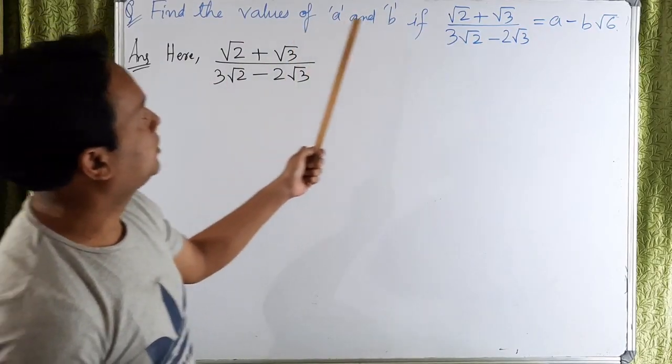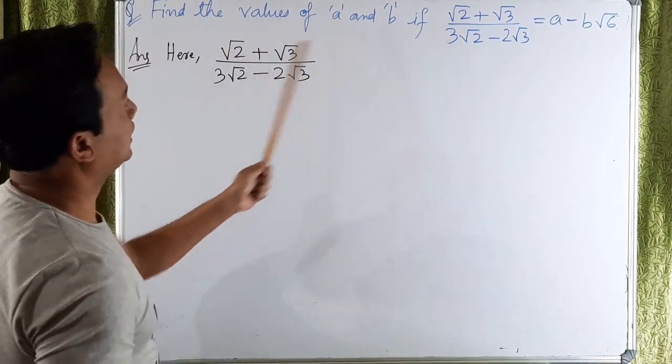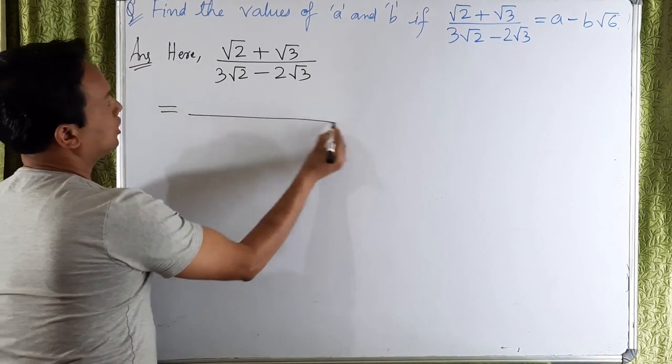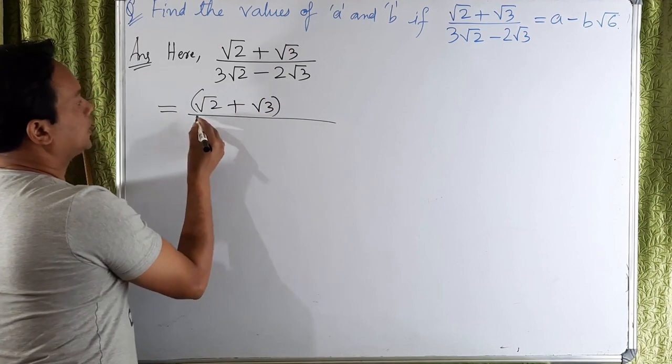Another question of the same type. Again, you have to find A and B. So here I have written the left hand side already. Now what do we do in the first step? Copy as it is. So just copy as it is.